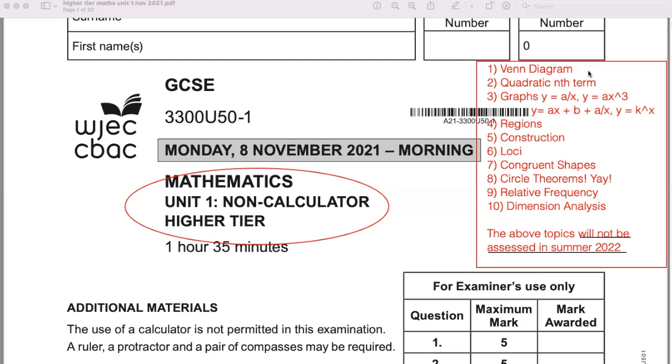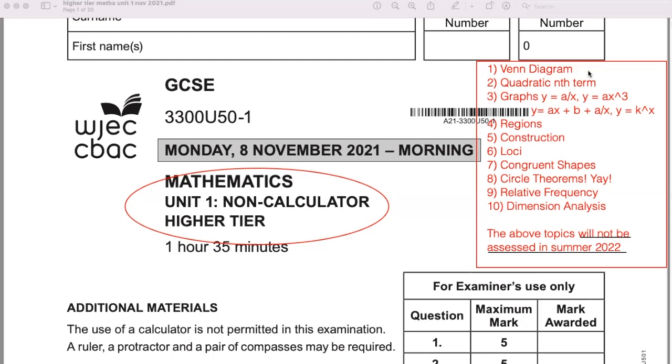Number two, quadratic nth term. So like finding the nth term of a sequence where the rule is quadratic. Now, remember, finding the nth term of a sequence where the rule is linear is still going to be in your exams, but you're probably unlikely to see it in a higher tier, but in intermediate and foundation tier.